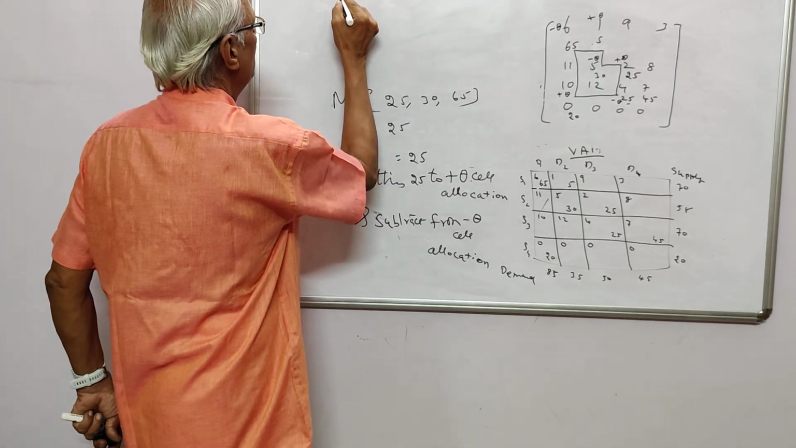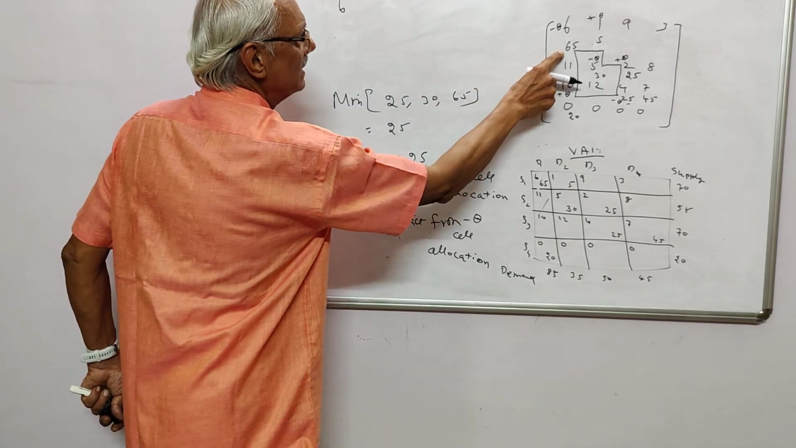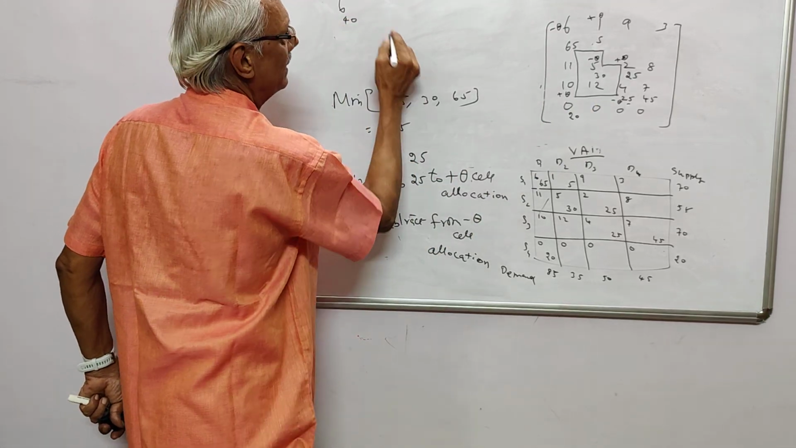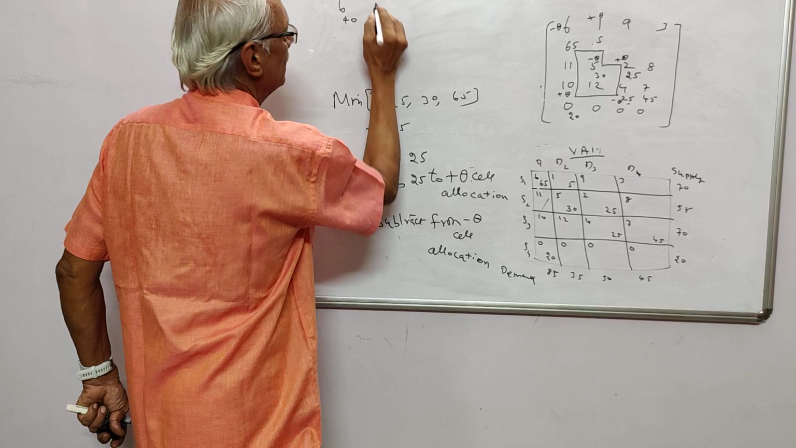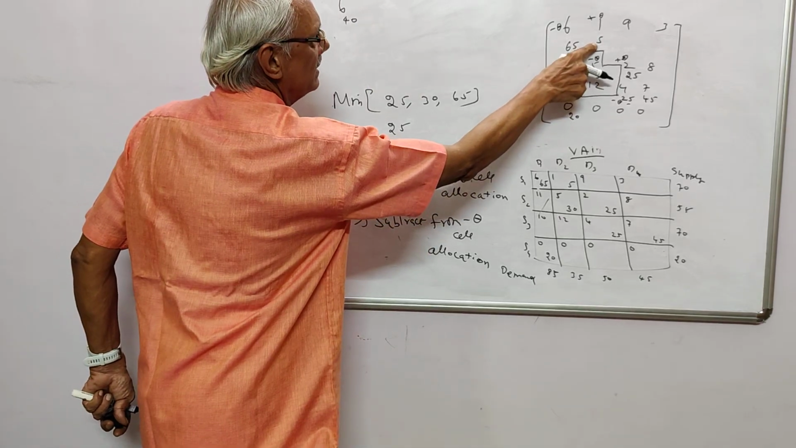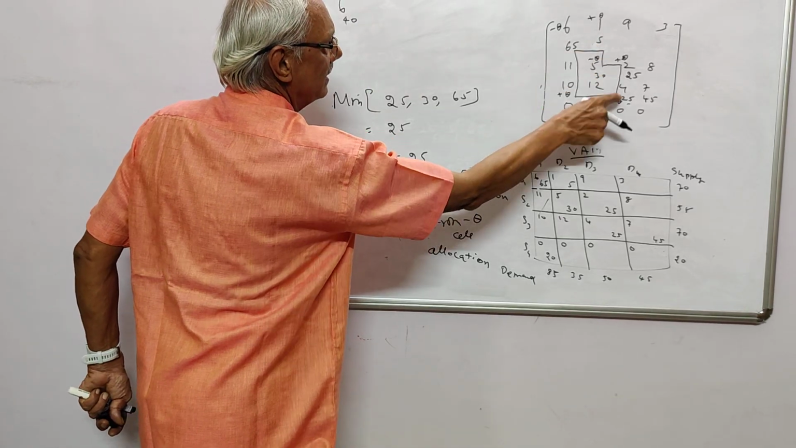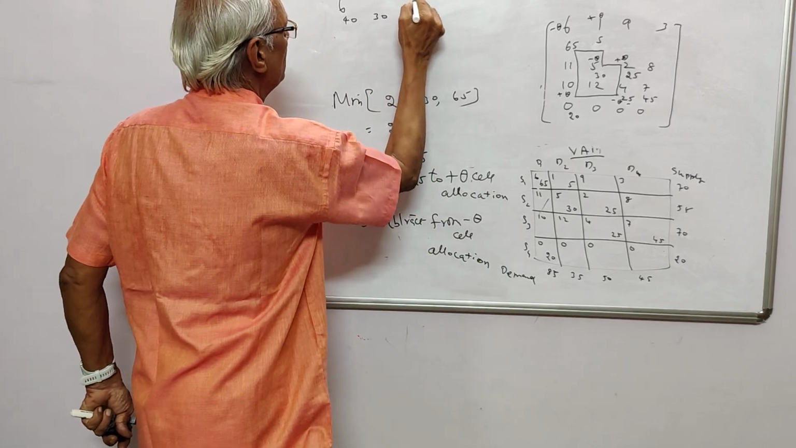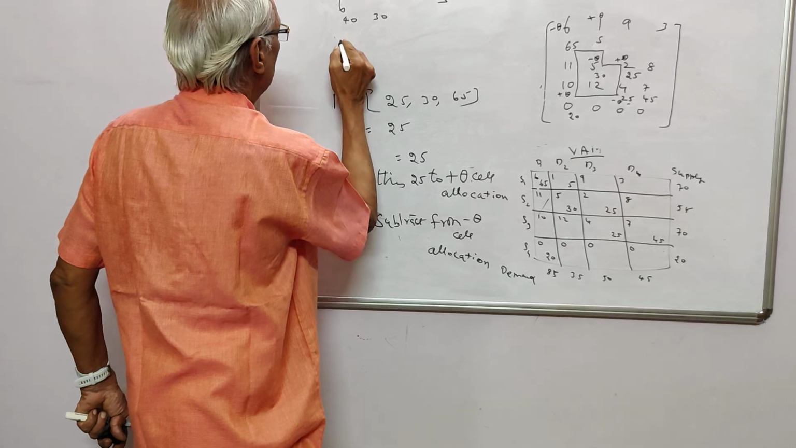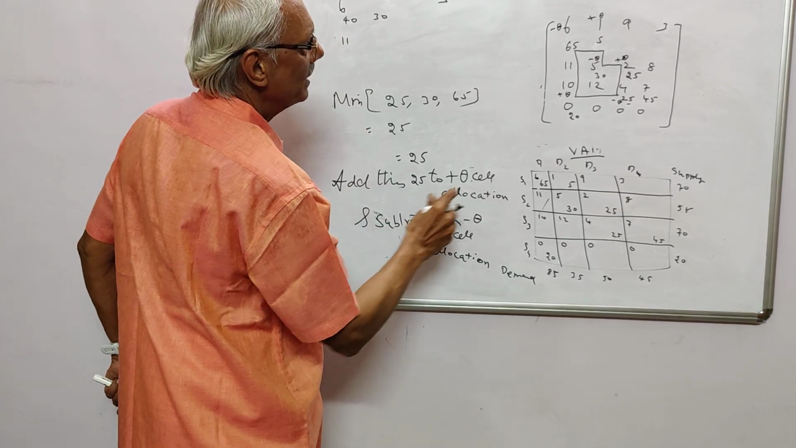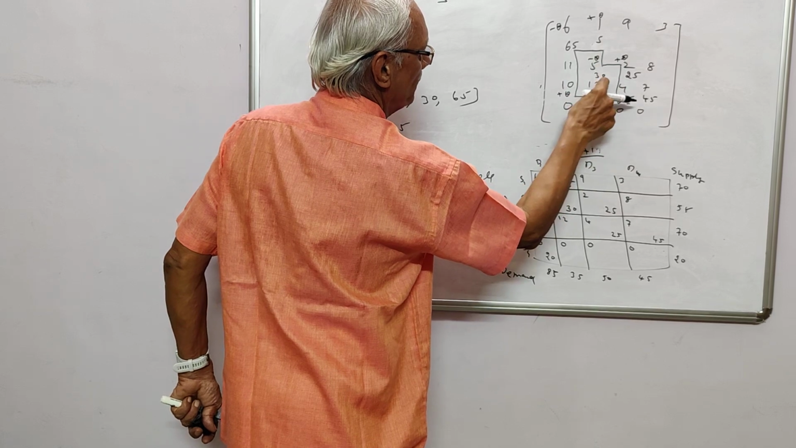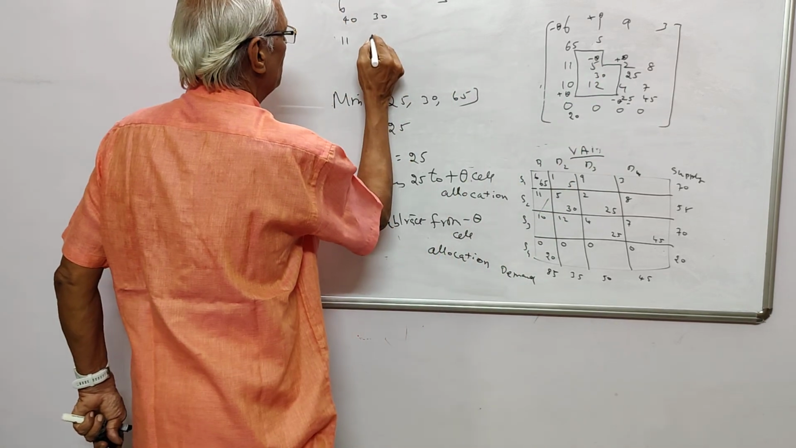So what will you get here? 65 minus 25 is 40. Then you have got here 65. This is a plus theta cell, so add that 25. It is 30. All other things will remain the same. Then you see that this is a minus theta cell. You have to subtract 25. So it is 5.